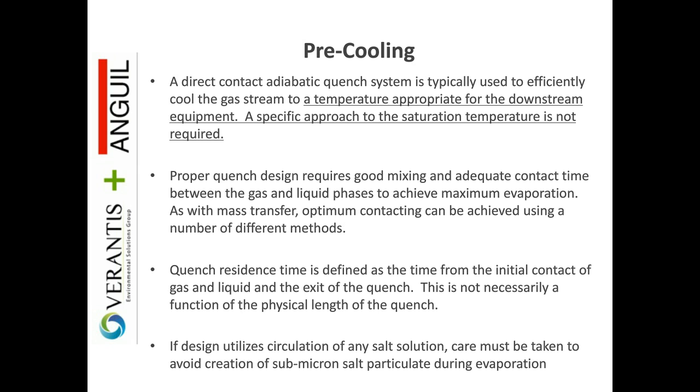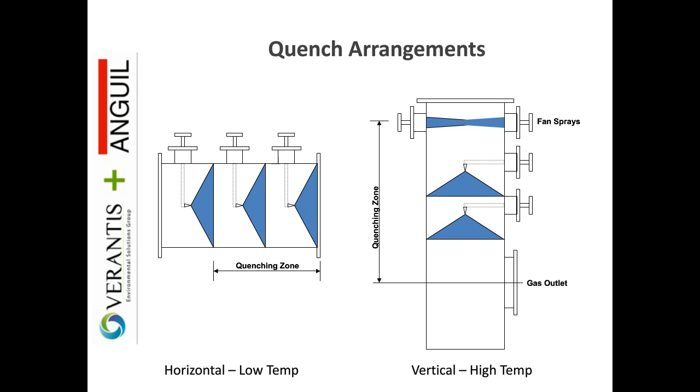Here's a couple of examples of quench arrangements. On the left, we have a lower temperature design. The horizontal design is not quite as ideal for gas and liquid mixing as the vertical design, and it can extend fairly long if the temperature gets higher and higher. That's when we transition to a vertical design, which allows us to conserve space in the footprint and get a little bit better mixing and more easily vary the residence time.